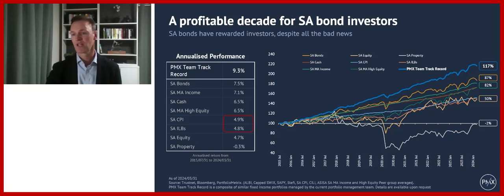So even inflation-linked bonds, ironically, that provide you a yield above inflation, have actually underperformed inflation over the last 9 years, where your multi-asset income funds have actually done really well. The bond market's done pretty well. And then our track record in terms of what we've done has provided another 30-odd% above that.